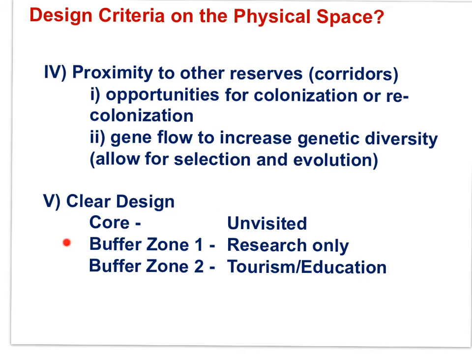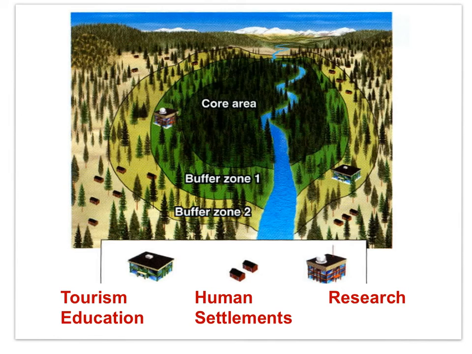And lastly, let's look at a clear design model with a core area that's unvisited for full protection of species, a buffer zone for research only, a buffer zone for tourism and education, and possibly a buffer zone for the sustainable harvesting of resources by local communities. So here's the idea. The core area is an unvisited area, off limits to people, left alone for the needs of the species within the park.